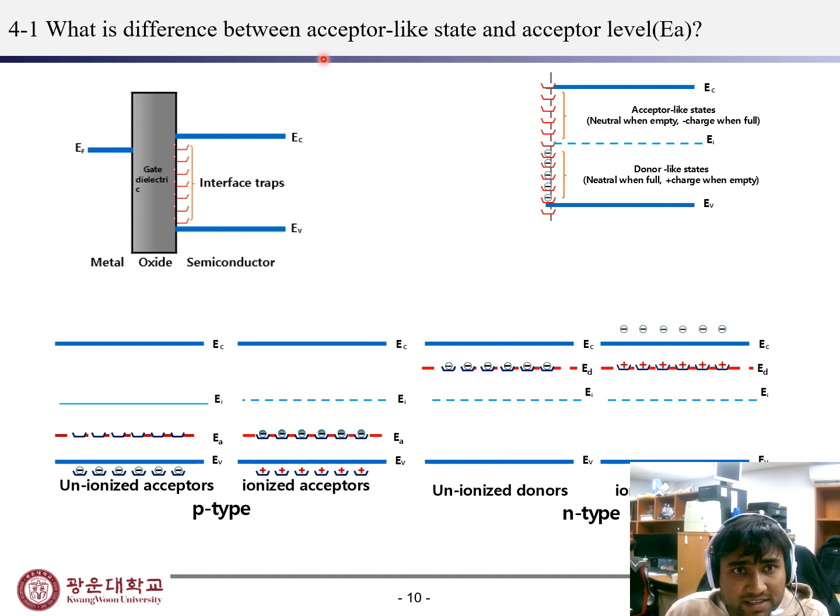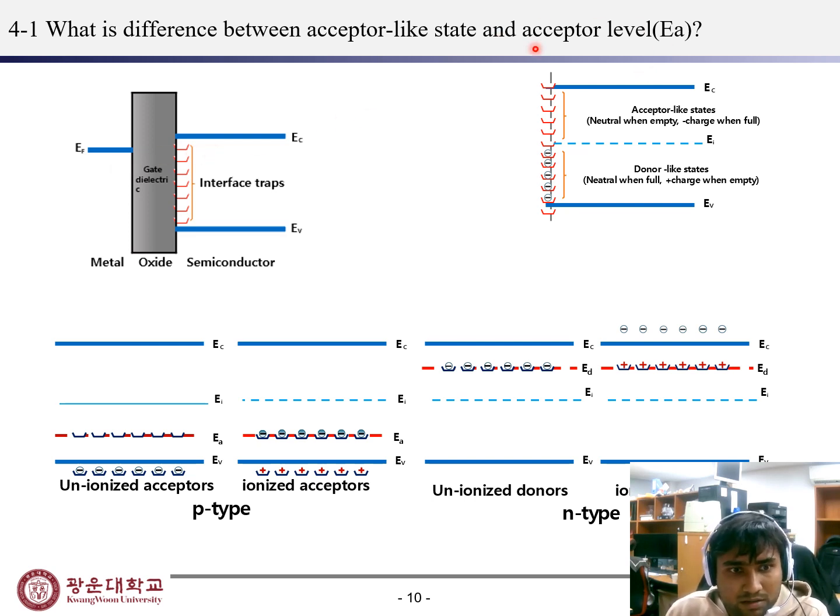Here the question is the acceptor-like state. The acceptor-like state does not contribute to current flow; rather, it is bad for a MOSFET.